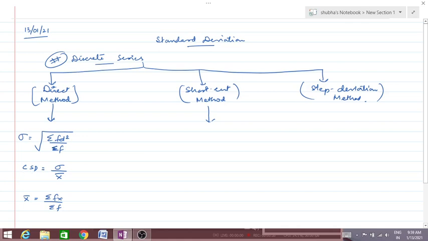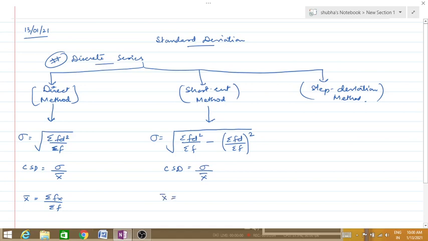CSD, that means coefficient of standard deviation, is calculated by dividing standard deviation by mean, and the mean is calculated by sigma fx over sigma f in the direct method. The formula used in the shortcut method to calculate standard deviation is under root sigma fd square over sigma f minus sigma fd over sigma f whole square. Here also the CSD formula is the same, that means standard deviation divided by mean.